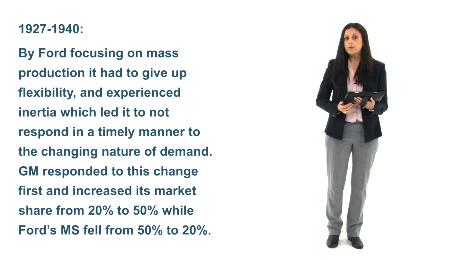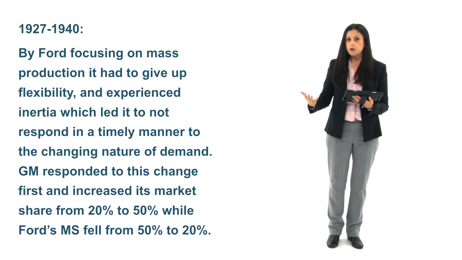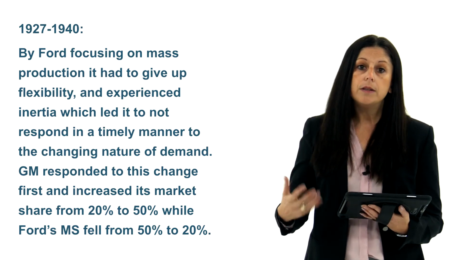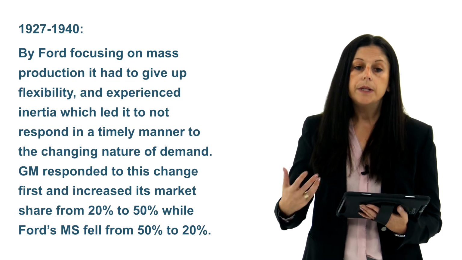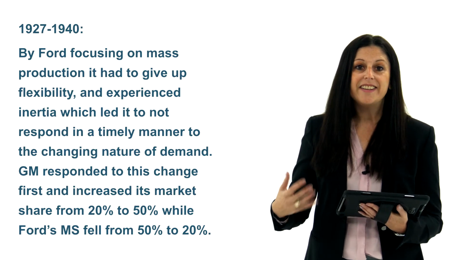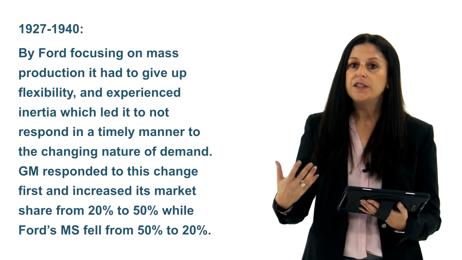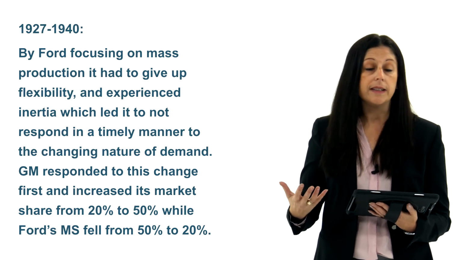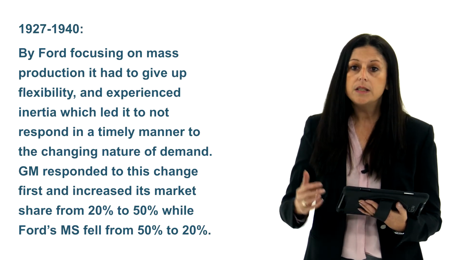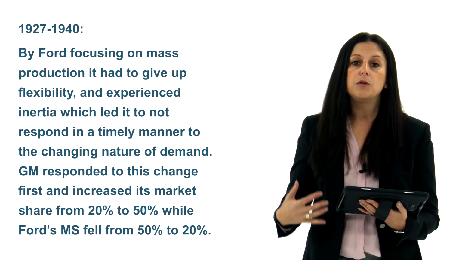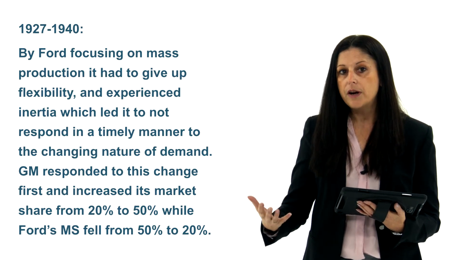So in the case of Ford, around 1927, the market started to change. Now, Ford didn't understand that the market had changed. So the company continued to focus on the idea of mass production. And by doing that, they actually gave up flexibility. And they had what is called inertia, which is something we don't like in marketing because it means that you cannot proceed and you cannot change yourself based on the environment.